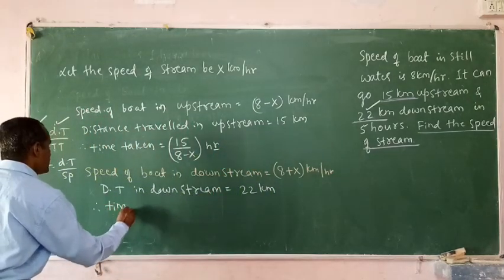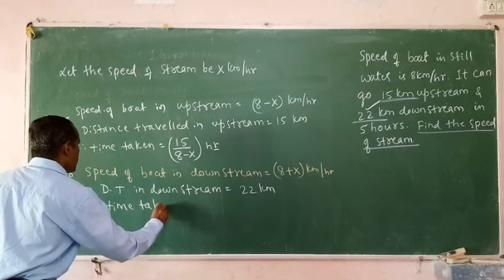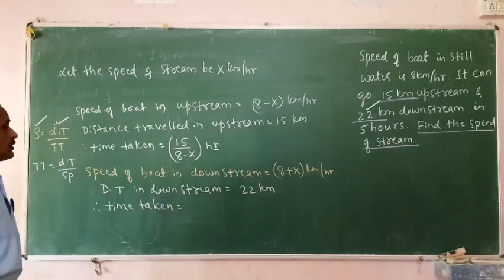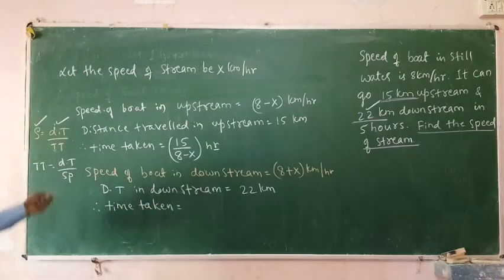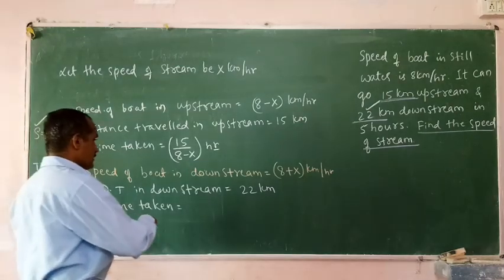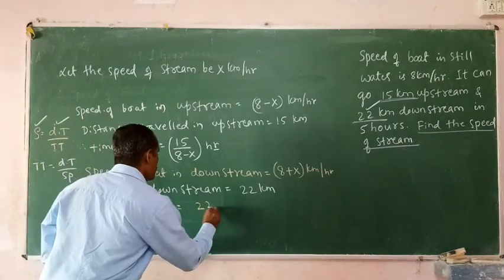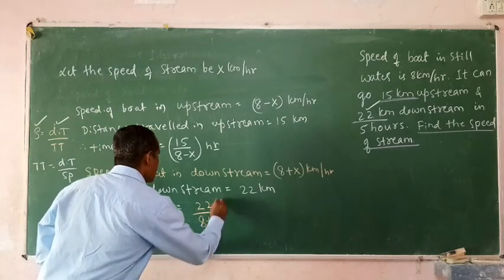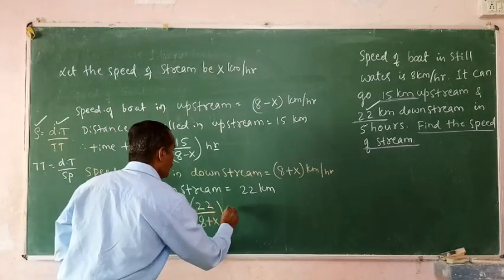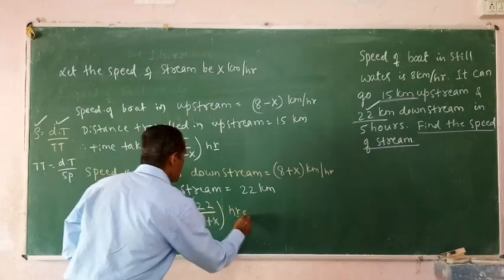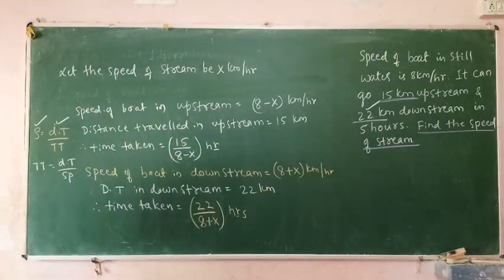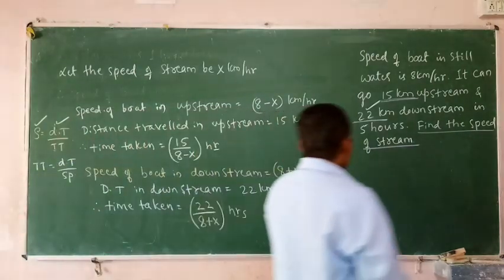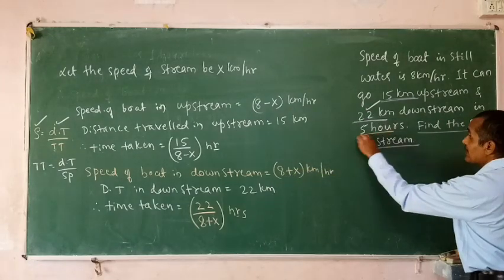Therefore, time taken is equal to what? Time taken is distance by speed. Distance is 22 divided by 8 plus x. This many hours is the time taken. Now they say both the time taken together is 5 hours.